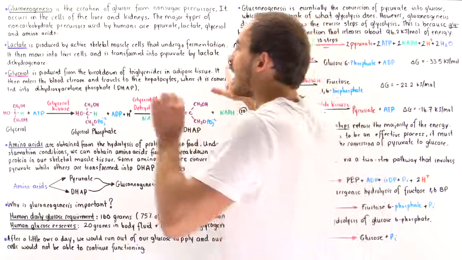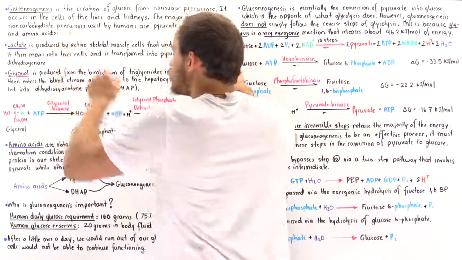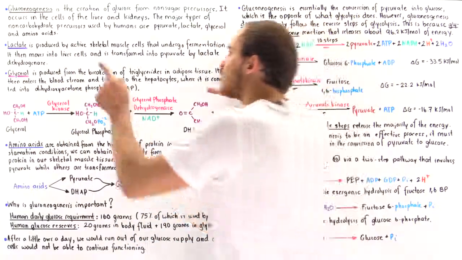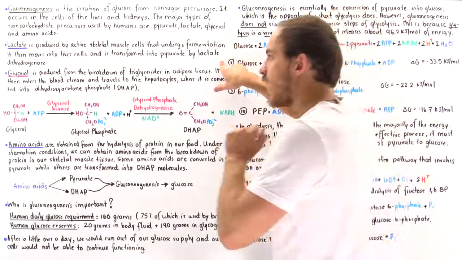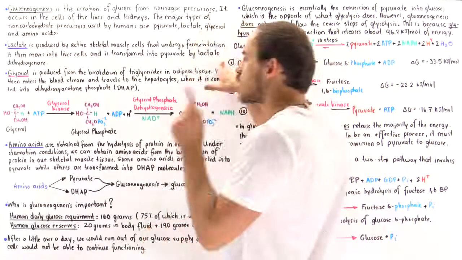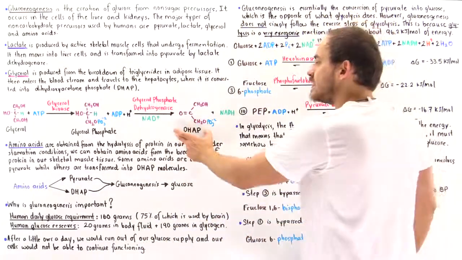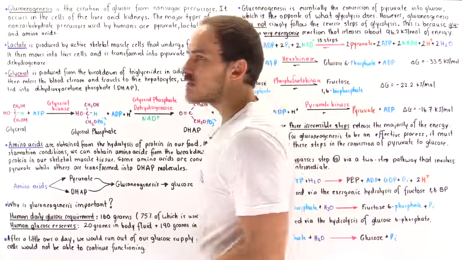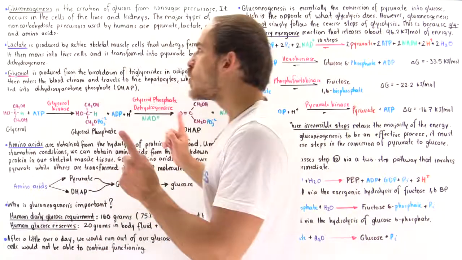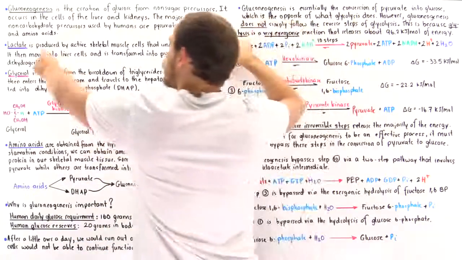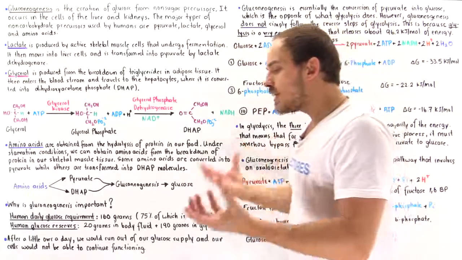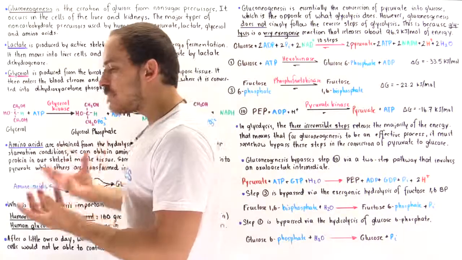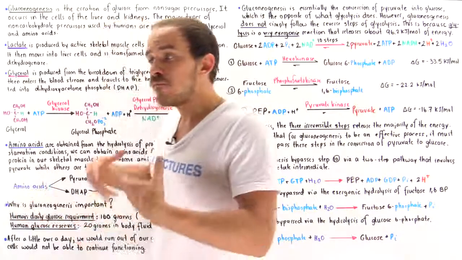So we see that pyruvate enters gluconeogenesis as pyruvate, lactate enters gluconeogenesis as pyruvate, and glycerol enters gluconeogenesis as DHAP, dihydroxyacetone phosphate. Now, what about the final type of precursor molecule, amino acid? So, where do we get amino acids from? Well, typically we get amino acids from food products.